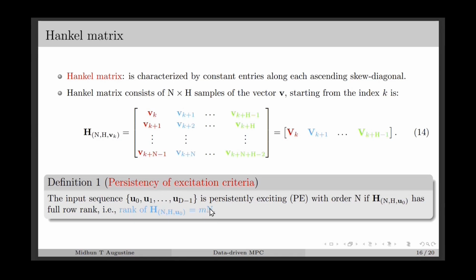Now in the case of data-driven MPC, we assume the input-output data used in the MPC to be sufficiently rich, and in most cases we assume this persistency of excitation criterion is satisfied.